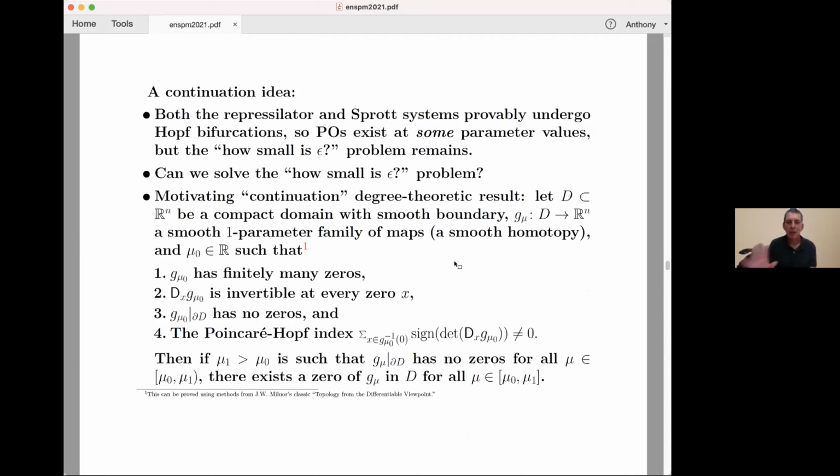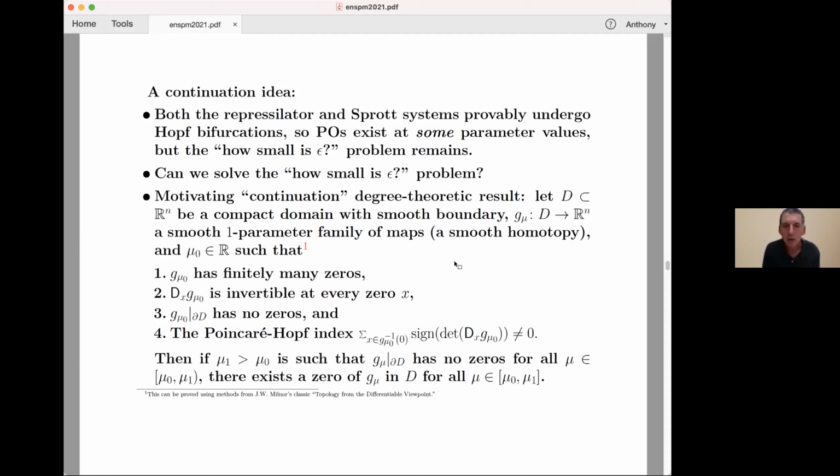But the question is, how small is epsilon? And can we solve how small is epsilon? So if you change it away from mu, how much do you get? That's the basic idea. And it basically uses degree theory. So the degree theoretic result is the following.